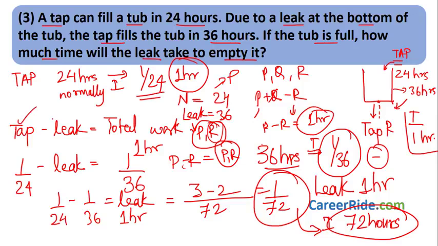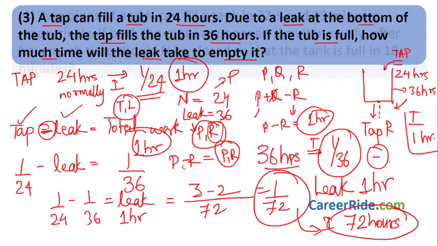Work done by tap plus work done by leak. Since work done by the leak is nothing but emptying the tank, we took minus. That is nothing but equal to the total. This is minus. That is nothing but the work done by the tap and the leak together in 1 hour. We found out, we got 72 hours. See, very easy. This is similar to the previous sum only. There is nothing to it. Only the words are a bit different.